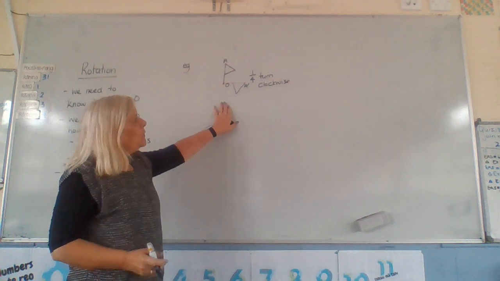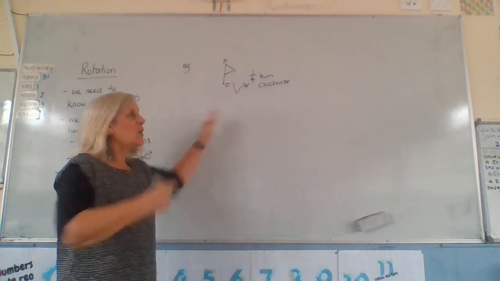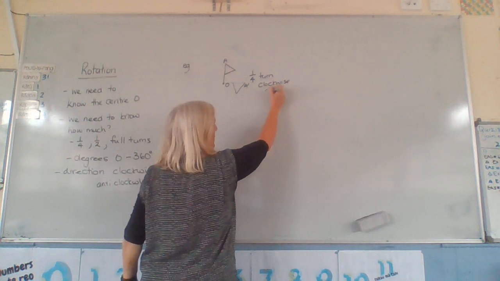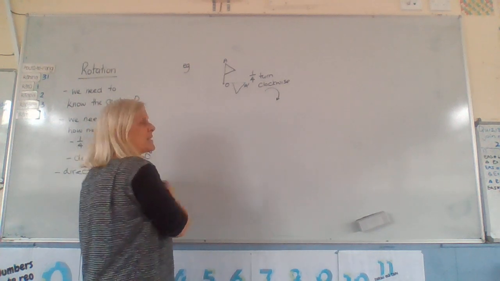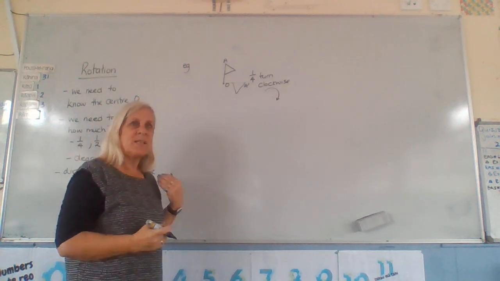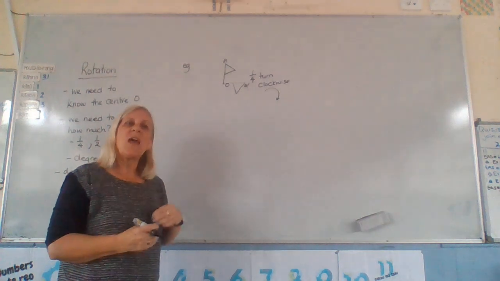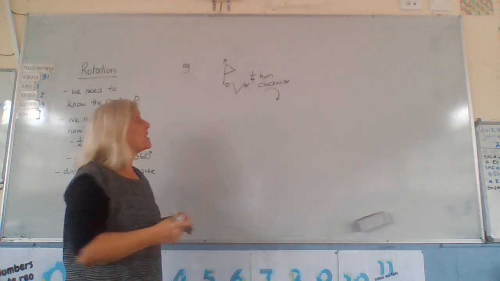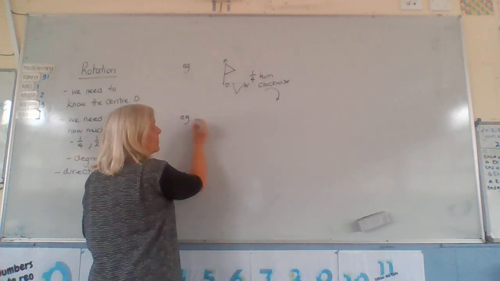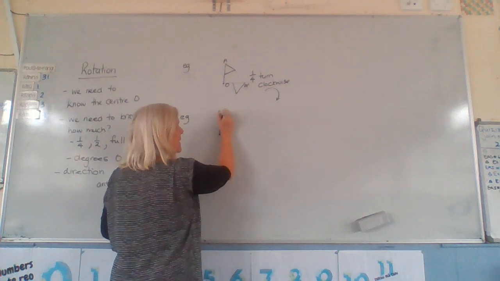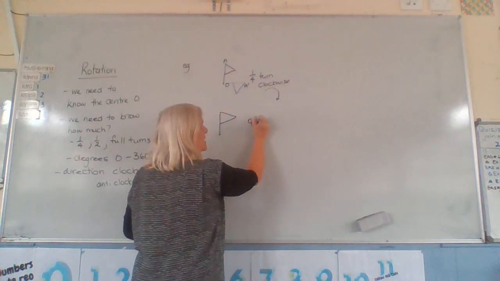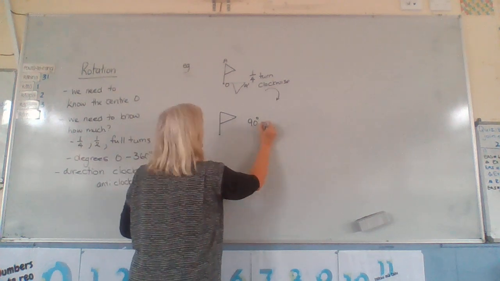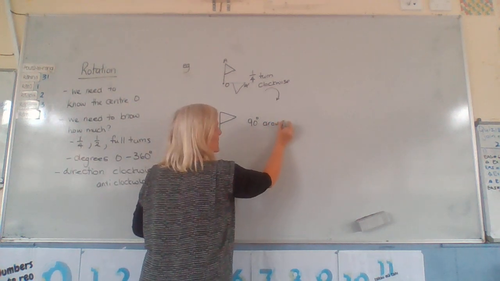Okay, so that's the easy version. Clockwise, going this way. That's pretty easy. Why I said we don't have to do it with degrees is because with degrees we have positives and negatives. So if I was drawing the same thing and doing it with degrees, and I said I wanted to do 90 degrees around 0, that was my instruction.